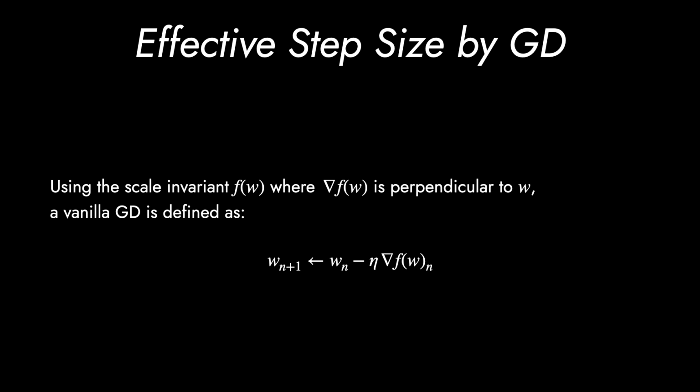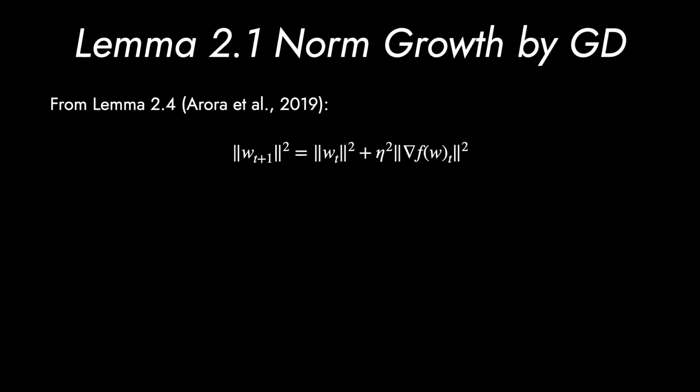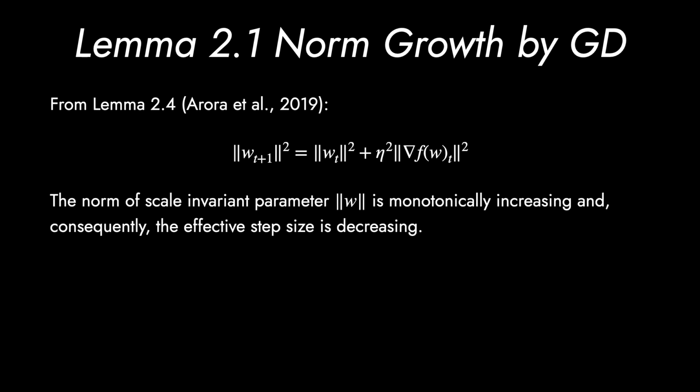This is the vanilla gradient descent updating rule. Assuming that the norm of the weight is unchanging at a certain point, the effective step size is discounted by the norm of the weight. Right here, actually, the norm of the weight is monotonically increasing. Using the previous orthogonality and Pythagoras' theorem, we can easily get this. The norm of a scale-invariant parameter is monotonically increasing, and consequently, the effective step size is decreasing.